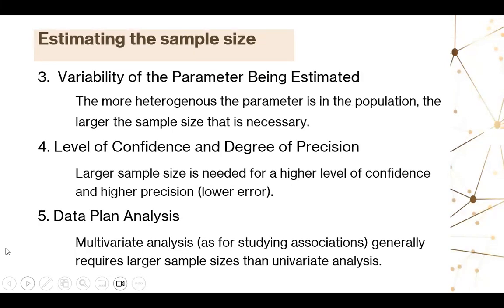Third, the variability of the parameter being estimated. The more heterogeneous the parameter is in the population, the larger the sample size that is necessary. The level of confidence and degree of precision that is desired will also affect the sample size. Larger sample sizes obviously will be needed if you want a higher level of confidence and higher precision, meaning lower error. And then the data plan analysis.